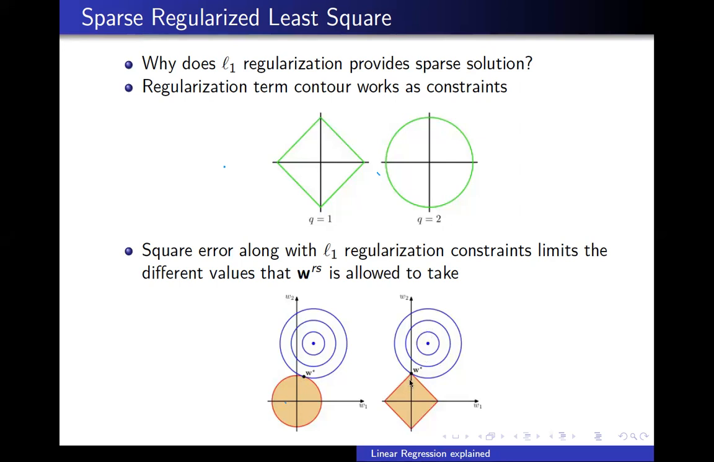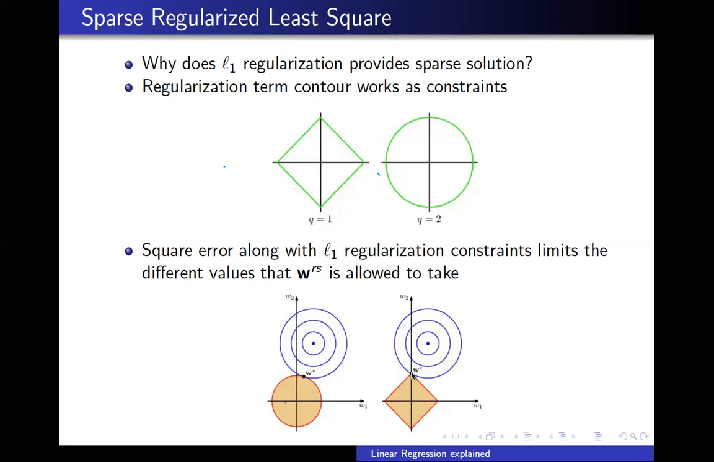Now, because of this rhombus region, let's say the first time that this contour reaches this region is at a vertex. Because of the shape, in this case, this vertex has one of the corresponding entries equal to 0. So if this is your W1 coordinate and this is your W2 coordinate, the first time it touches is where the parameters lie within this L1 regularized region and the objective function is minimum. If you increase it even further, the objective function value will be even more, so it's not the minimum anymore.